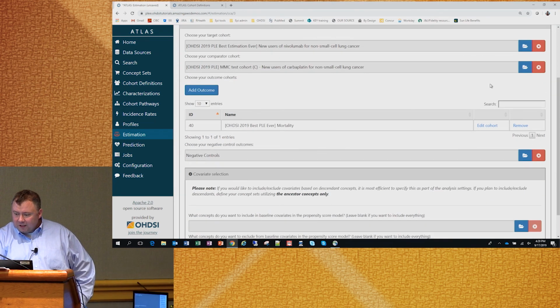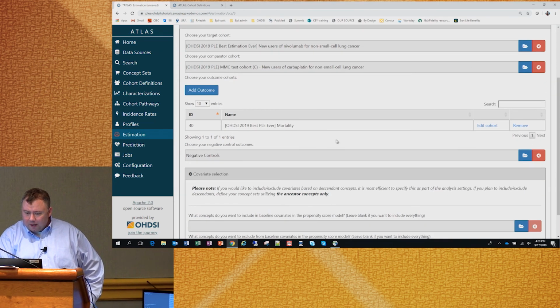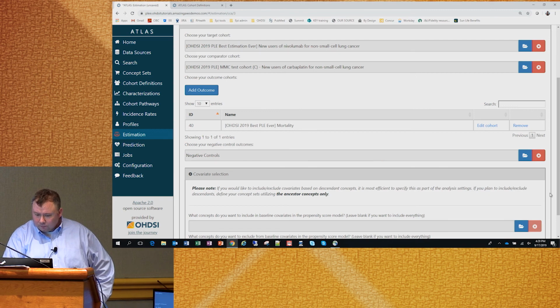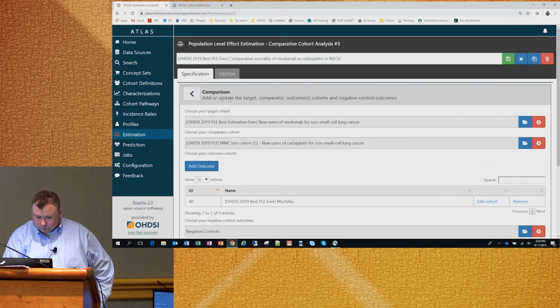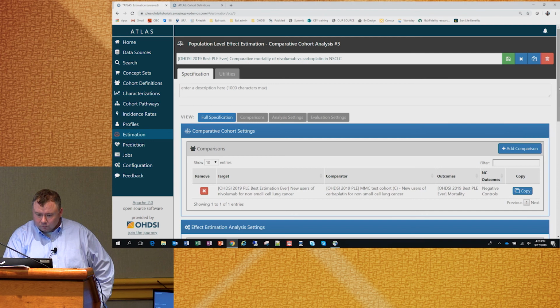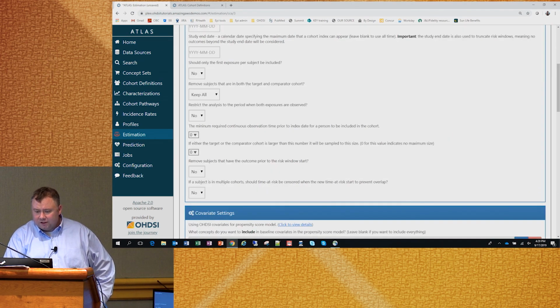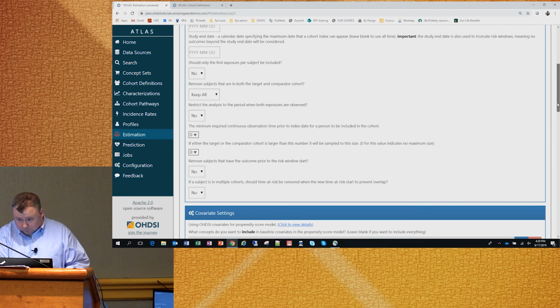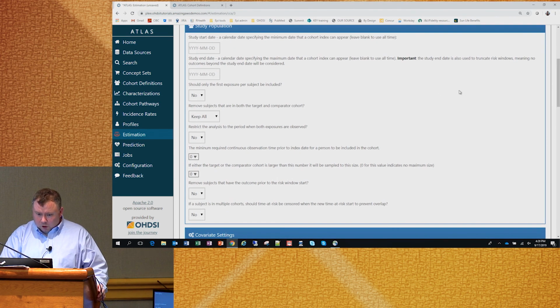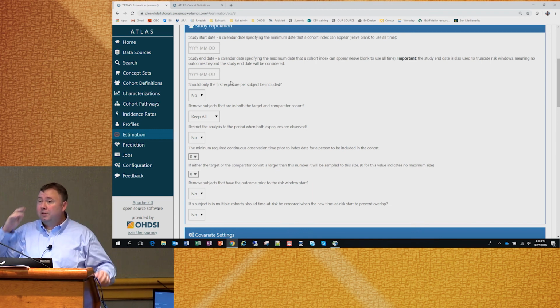Okay, so we've just specified our target, our comparator, and our outcome, and our negative controls. So the next set of choices that I have to make are my analysis settings. So we'll go through these one by one. So one thing that you could optionally do is specify a calendar time for the span of time that you want to examine your data.